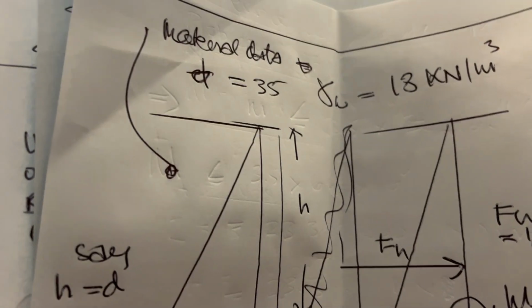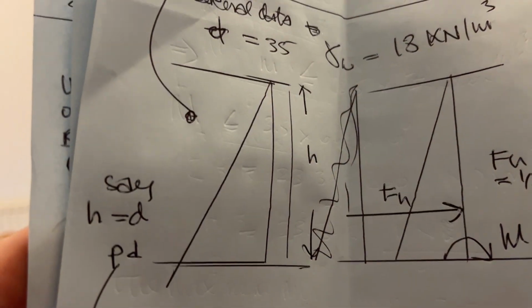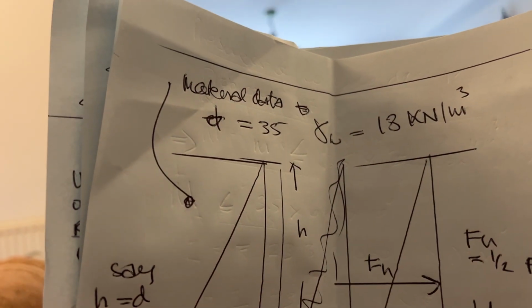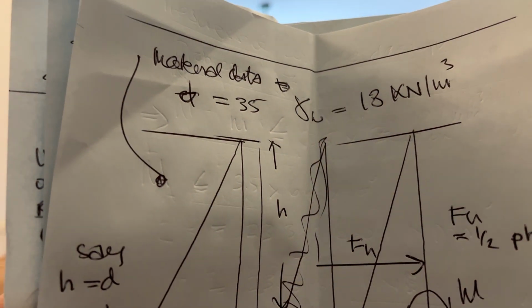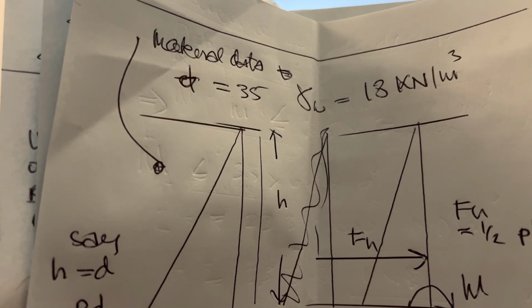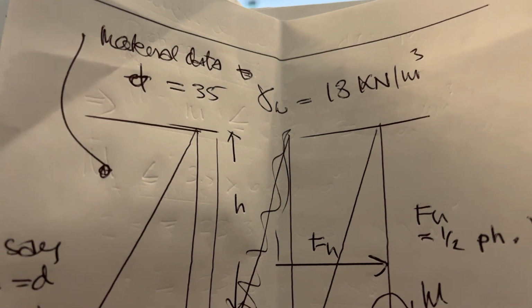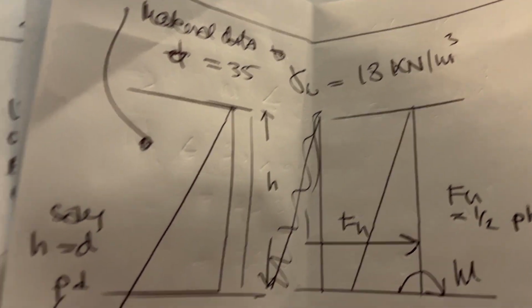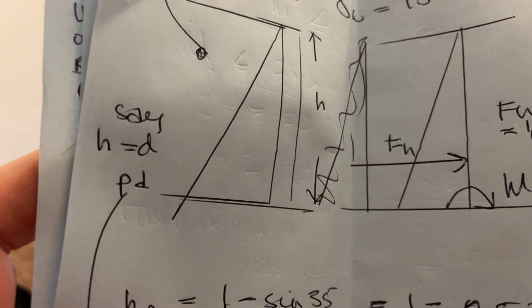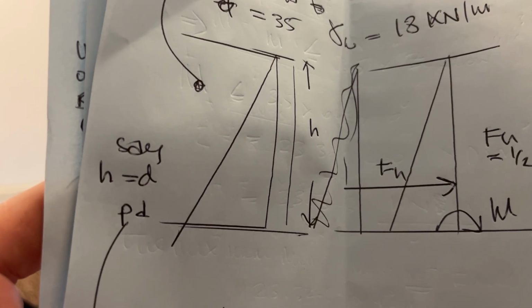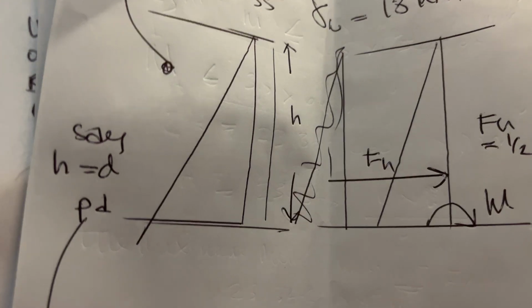Sorry, so let's start this again. The material data for this granular material behind the wall: phi equals 35 degrees, that's the angle of shear resistance, and the bulk unit weight is 18 kilonewton per meter cubed. So let's say instead of calling it H, the height of the wall, I call it D.